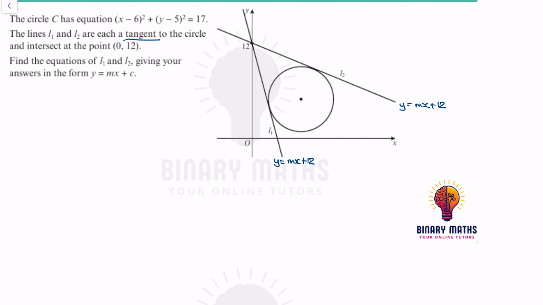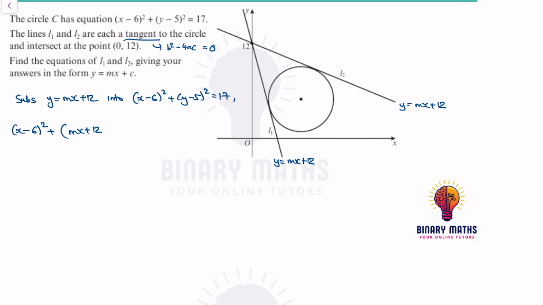Also, because they are tangents, they meet at one point, which means b squared minus 4ac must be equal to 0. First thing I need to do, because we're trying to combine the functions, is substitute y equals mx plus 12, which is the general equation for these two tangents, into the equation of the circle, which is x minus 6 squared plus y minus 5 squared is equal to 17. So when I do that, I end up getting x minus 6 squared plus mx plus 12, so replacing the y with mx plus 12, minus 5 squared is equal to 17.